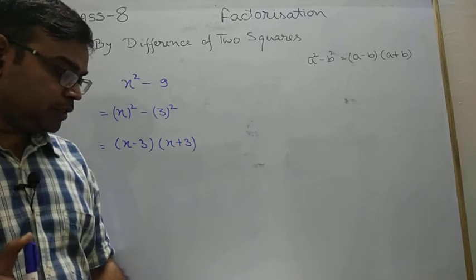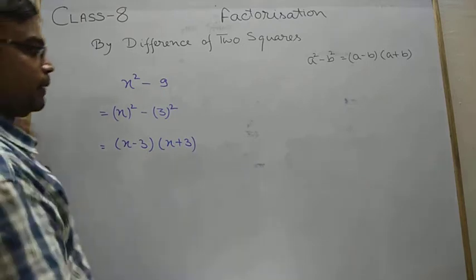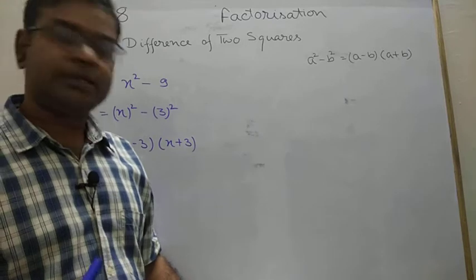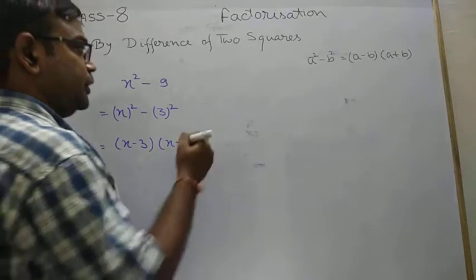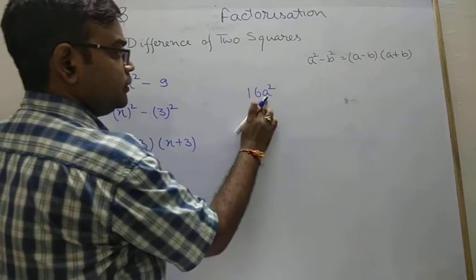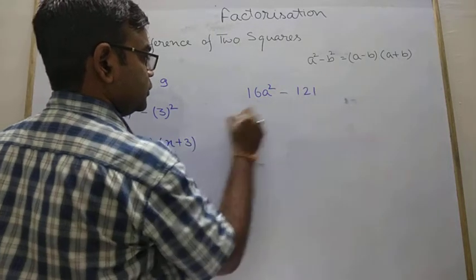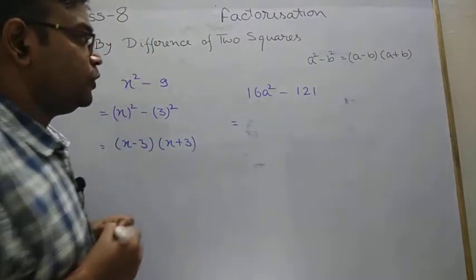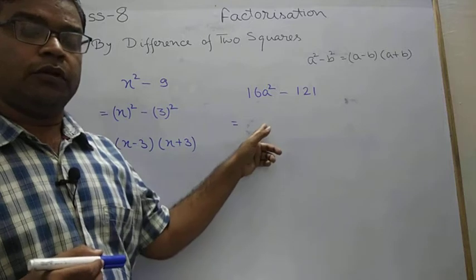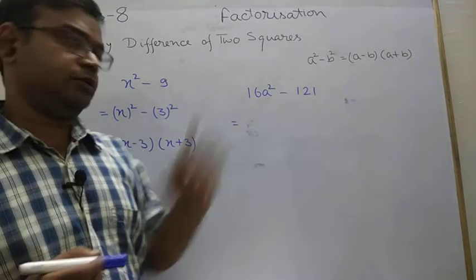Let's discuss one more question. I can say this one is the easiest one: 16a square minus 121. What do we do? We convert this into first term whole square minus second term square.